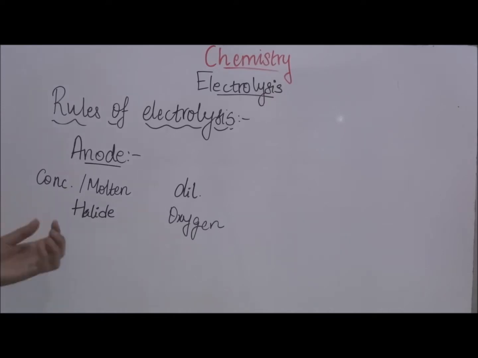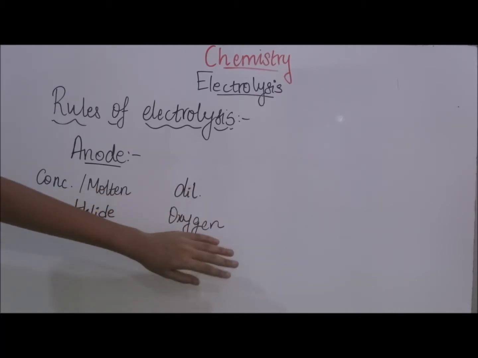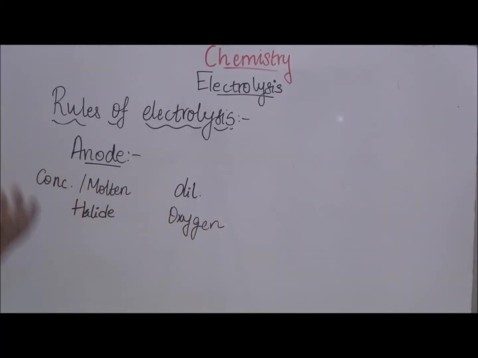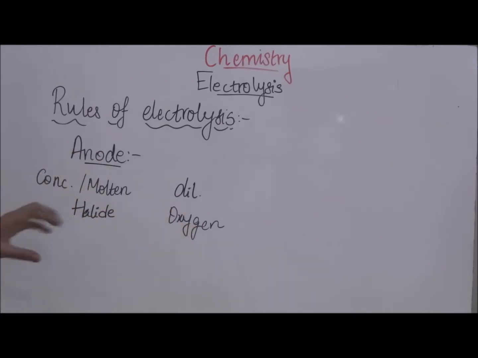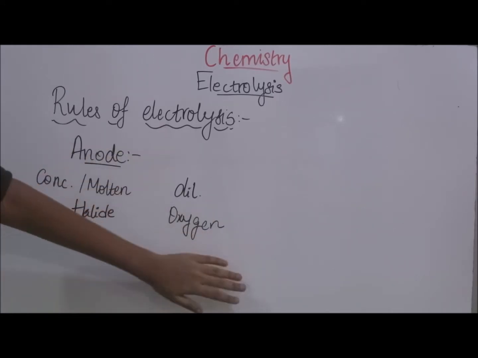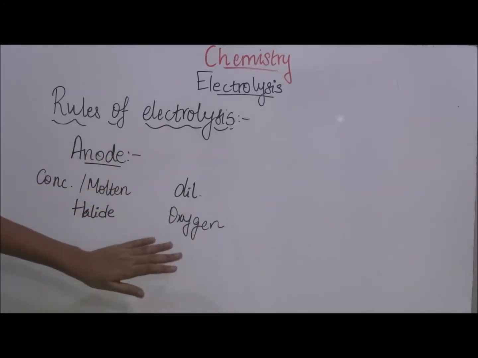Now the second case will be when you have either a sulfate or a nitrate as the anion. In that case, only oxygen will form at the anode. You'll find it confusing right now, but when we talk about examples, you'll understand what I'm talking about. And when molten, if you have a halide as the anion, then obviously the halide will form. Or if you have any other, like sulfate or nitrate, oxygen will form. So basically at the anode, only a halide or oxygen can form. Nothing else can form at the anode.